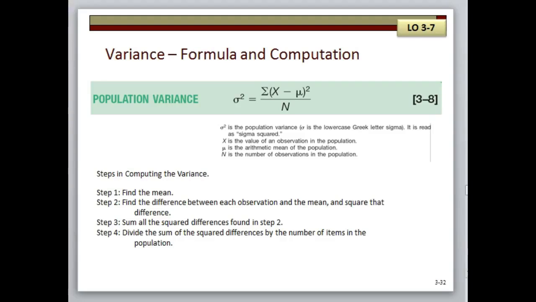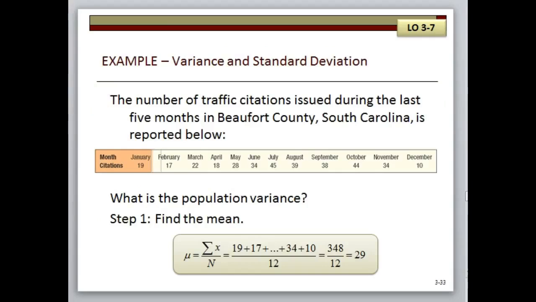The steps are: Step 1, find the mean. Step 2, find the difference between each observation and the mean and square that difference. Step 3, sum all the squared differences found in step 2. And your last step, step 4, is divide the sum of the squared differences by the number of items in the population. We show an example of how a population variance is computed.